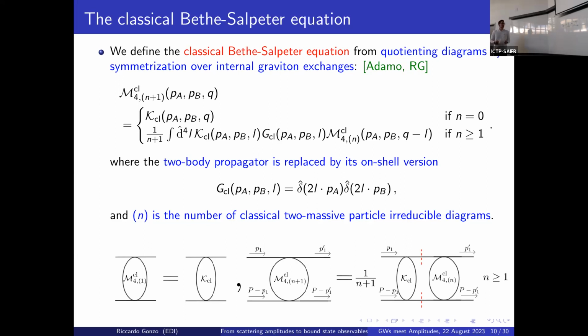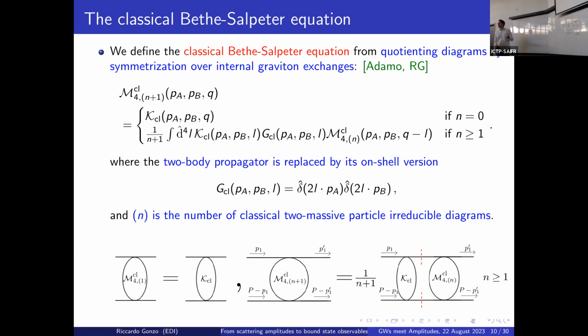So if you have a box diagram, this diagram, this diagram, and this diagram, you have to sum over them, because you cannot distinguish the two gravitons from each other. So this is the physical principle. You want the wave to be independent of the single graviton property. So you want to basically get rid of that. And the way you do it is you symmetrize over internal graviton exchange.